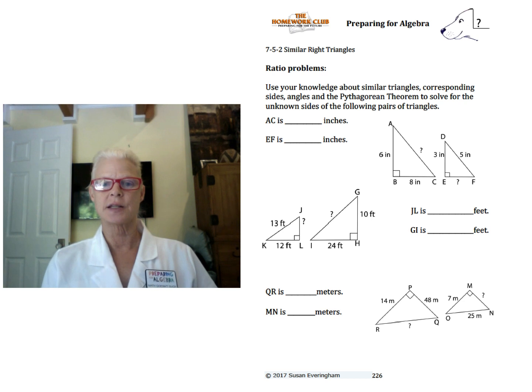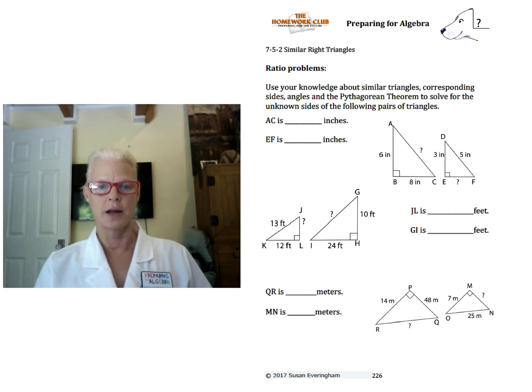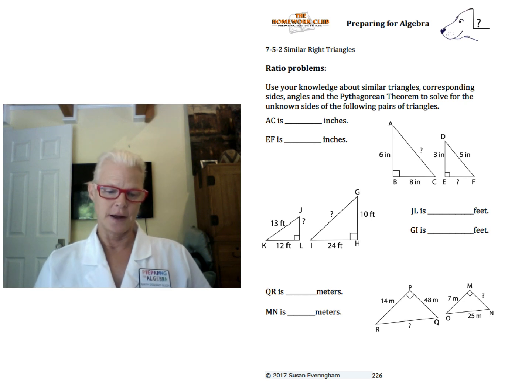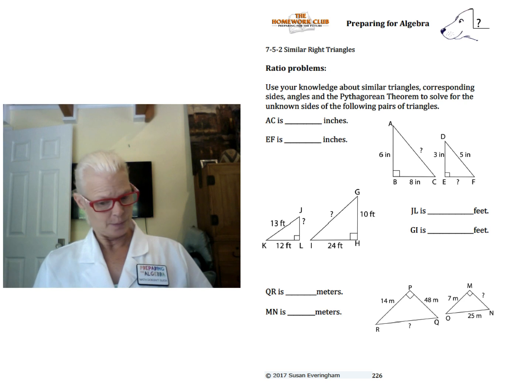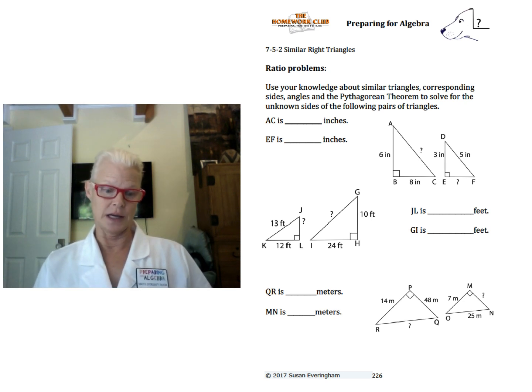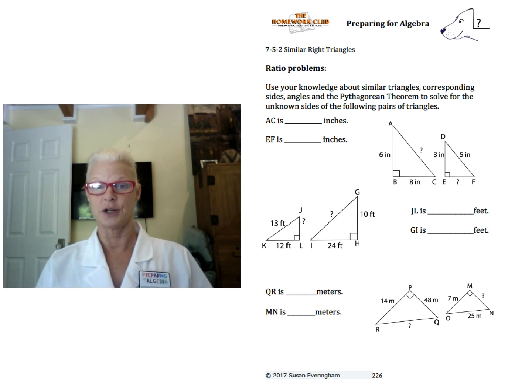Page 226 is more Pythagorean theorem triangle practice where we're solving for an unknown side. So again, these are ratio problems. These are similar triangles. So there are several ways to find this unknown. We can use the Pythagorean theorem, or we can use similar triangle ratios. Go ahead and choose whatever is easiest for you and what's the best practice.